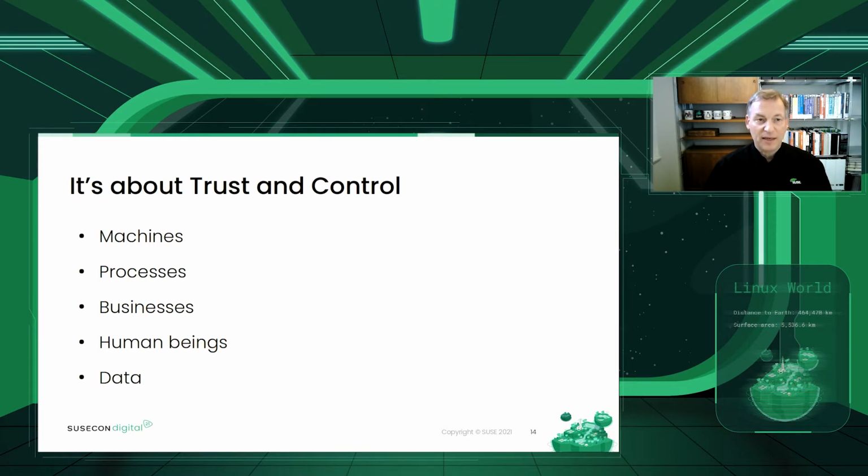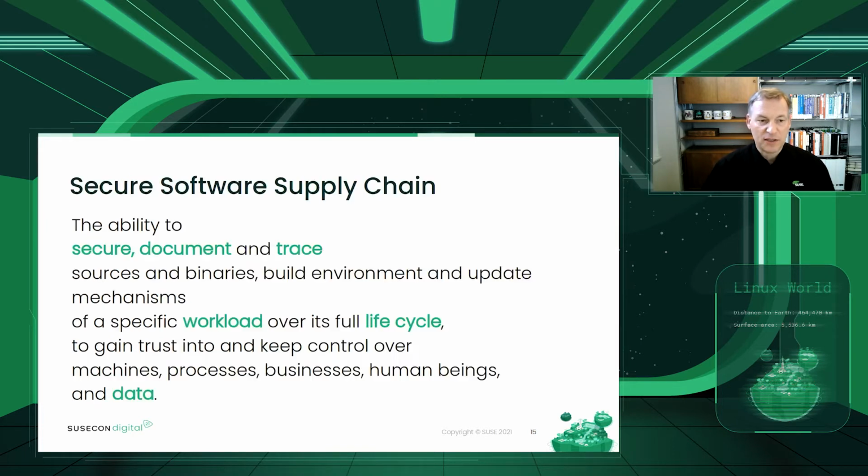So we can expand the definition of a secure software supply chain. It is the ability to secure, document, and trace sources and binaries, build environments, and update mechanisms of a specific workload over its full lifecycle, to gain trust into and keep control over machines, processes, businesses, human beings, and finally, and most important, data.